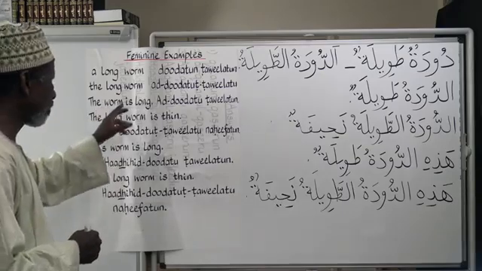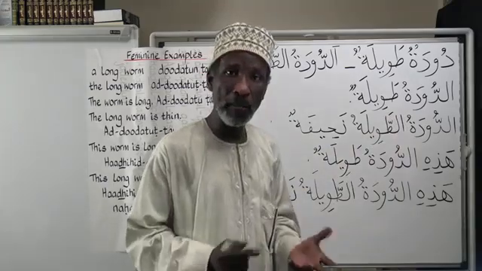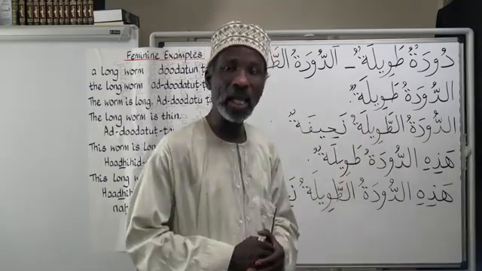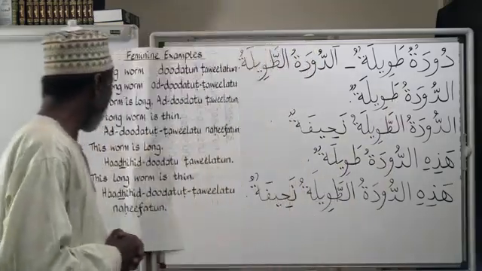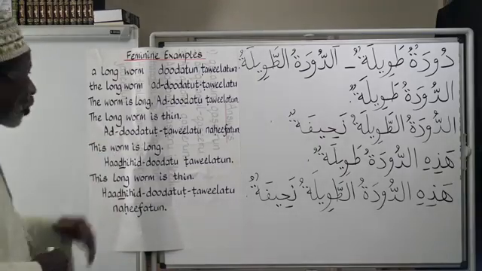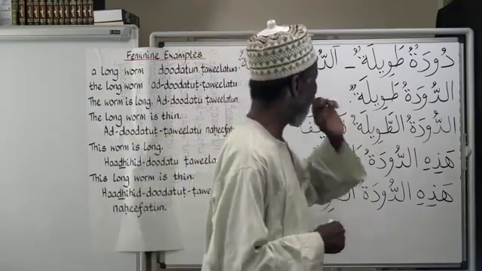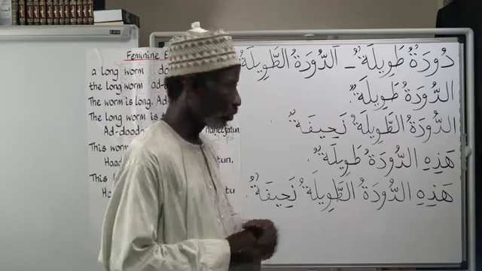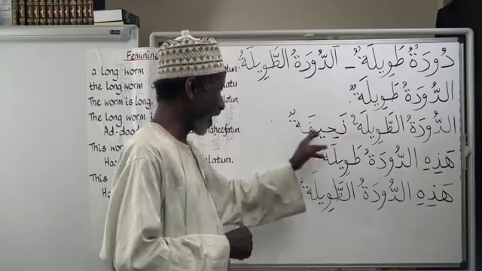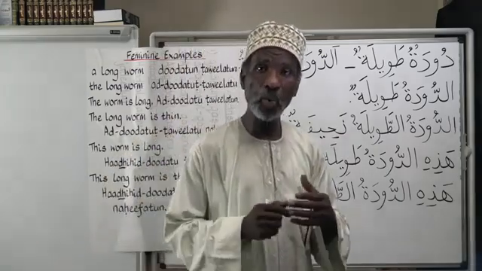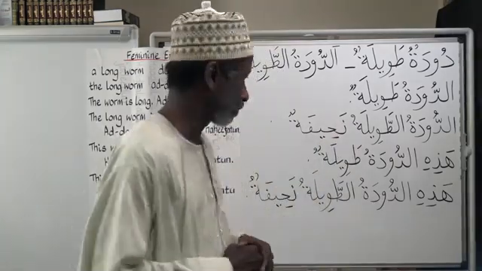Next one. The worm is long. Ad-dudatu, the worm, tawilatun, is long. Is embedded here, verb to be. Next one. The long worm is thin. Ad-dudatu tawilatu, you are reading across. Ad-dudatu tawilatu nahifatun. The long worm is thin.